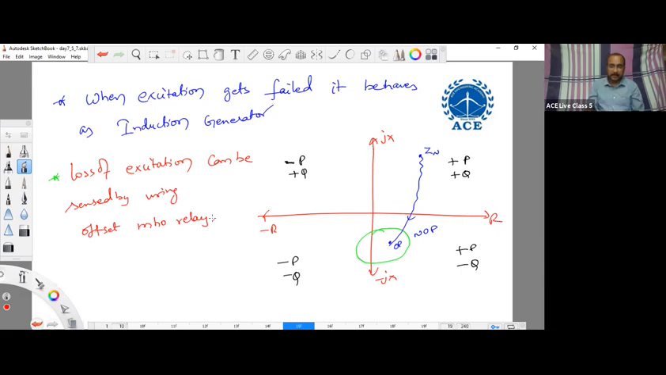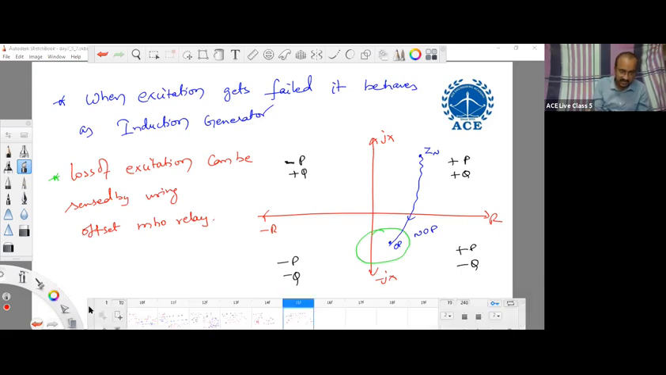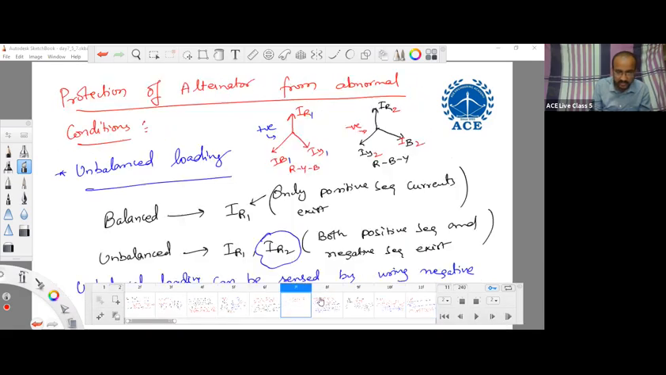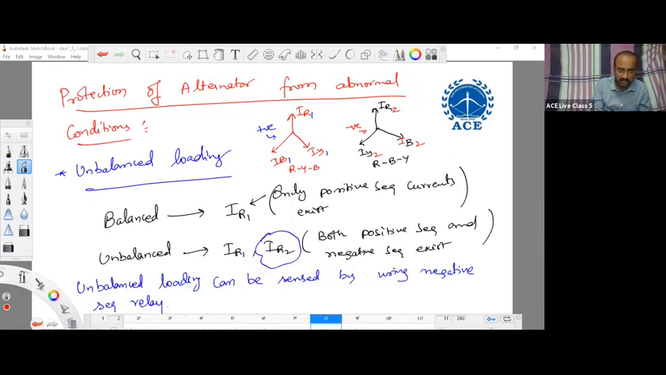Okay. Now these are the abnormal conditions that the alternator may experience. I will explain once again. If you have any doubt, it will be cleared. Now observe here. What are the abnormal conditions that the alternator may experience? Unbalanced loading. What is the difference between balanced loading and unbalanced loading? Balanced loading will have only positive sequence currents, but unbalanced loading will have both positive sequence and negative sequence currents.